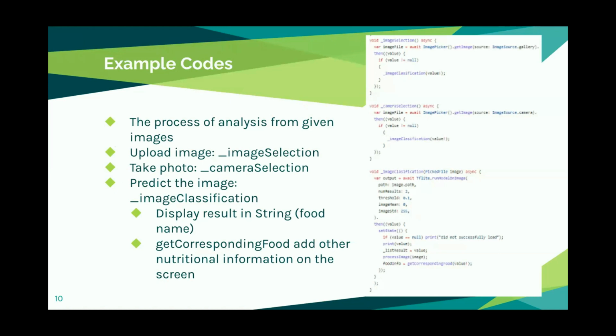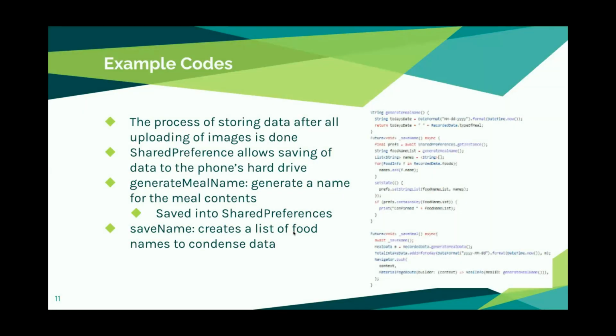If the AI can successfully predict the food item from the image, it will display the image from the user as well as its prediction in the form of a simple string. To show more information, such as nutritional content, get corresponding food. This one will add the other information on the screen, which is again displayed to the user. And by the way, the app is coded in the language Dart in the app, the Android Studio.